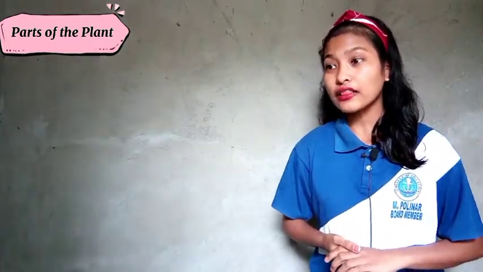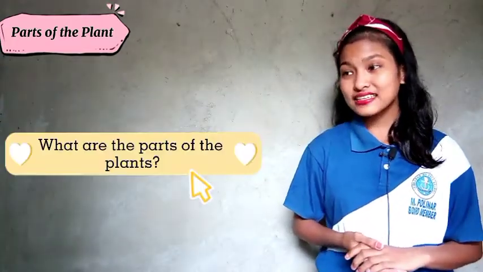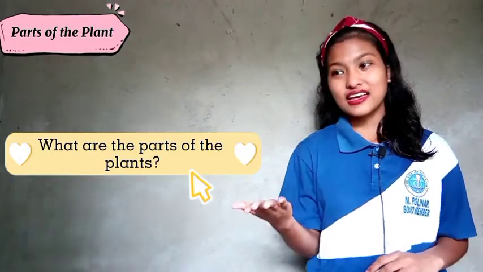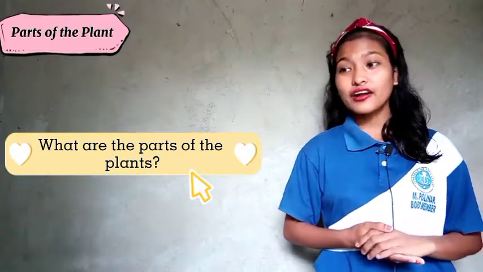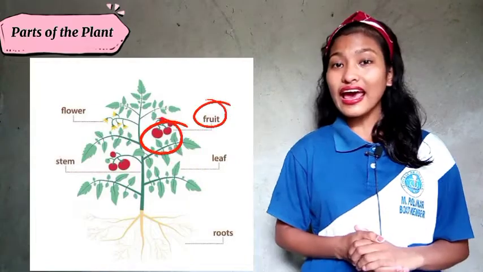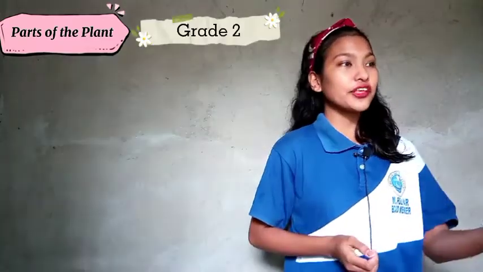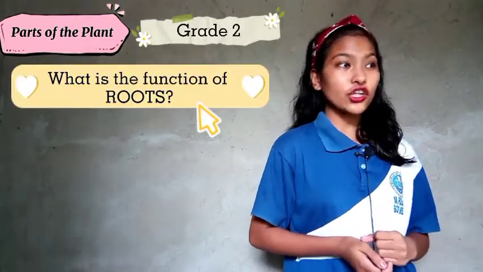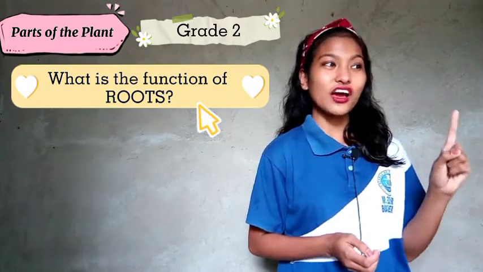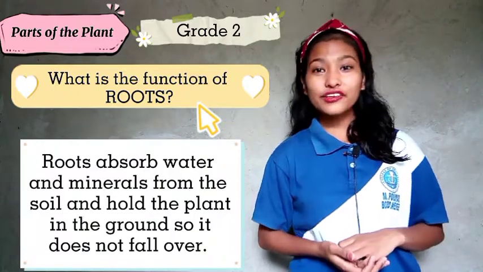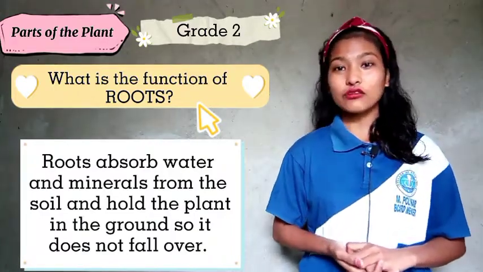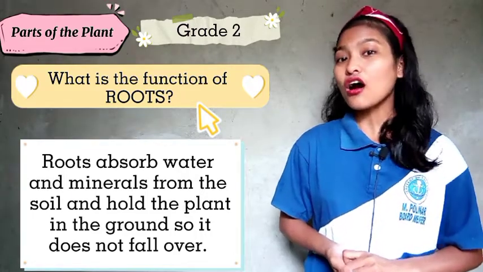Again, for grade 1, what are the parts of the plants? Correct. The parts of the plants are roots, stem, leaves, fruits, and flowers. For grade 2, what is the function of roots? Very good. Roots absorb the water and minerals from the soil and hold the plants in the ground so that they do not fall over.